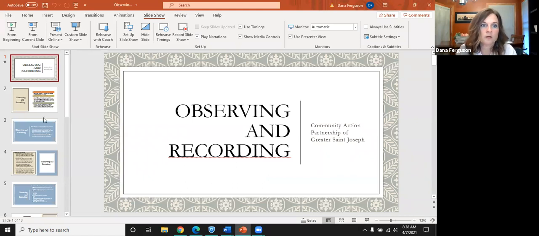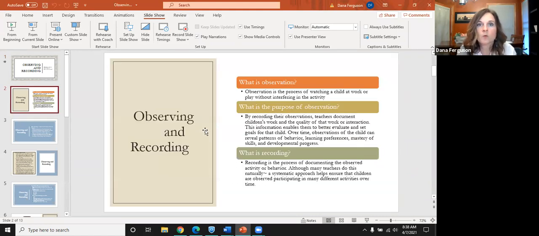Okay, so we're talking about observing and recording. So first of all, what is observation in a childcare setting? Observation is the process of watching a child at work or play without interfering in the activity. But then what is the purpose of observation? By recording their observations, teachers document children's work and the quality of that work or interaction. This information enables them to better evaluate and set goals for that child. Over time, observations of the child can reveal patterns of behavior, learning preferences, mastery of skills, and developmental progress.